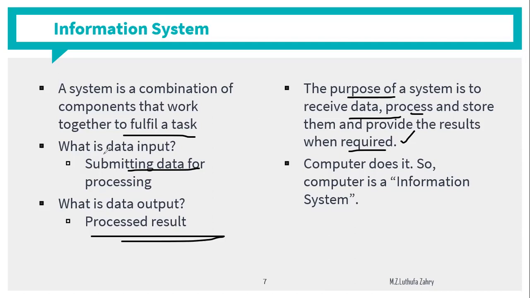So what is the data input? What is input? Write it in question format: what is input? It is submitting data for processing. And the next one is what is output? That is the processed result. What is input? Submitting data for processing. What is output? Processed result.